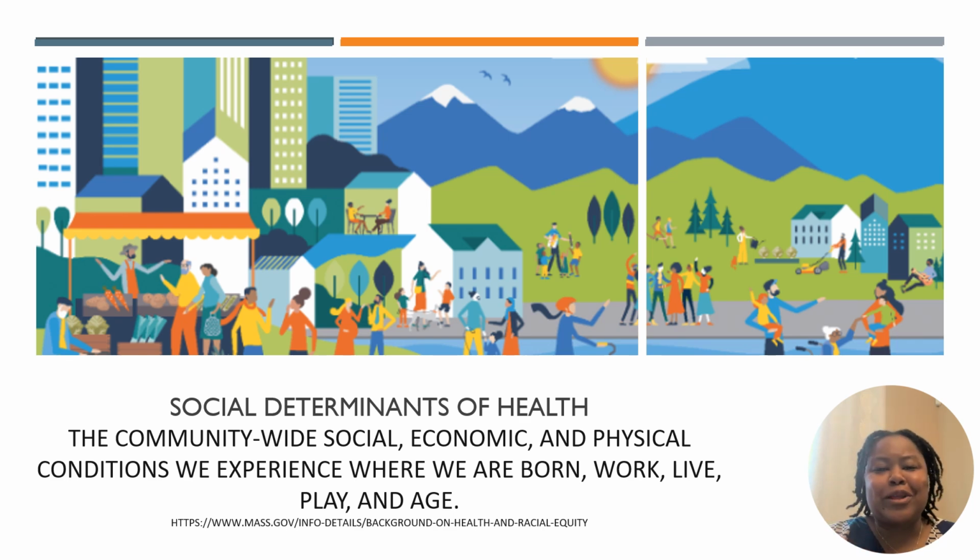Okay, so now a lot of people started to wonder, why do we see such differences in outcomes? Why do health disparities exist? And this is where a lot of the work for social determinants of health came about. It's important to understand what social determinants of health are. So first, they are community-wide social, economic, and physical conditions which we experience where we are born, where we work, live, play, and age. It has to do with everything that's around us. So it can't just be that by chance, by genetics, that Black people have these health outcomes that are different. So there's got to be more to it, and that's where social determinants of health come into play.